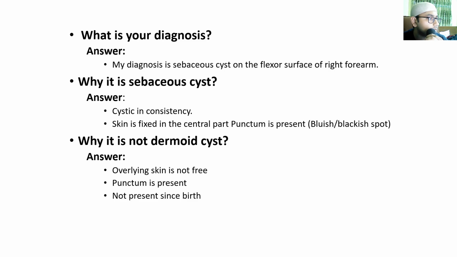And why is it not a dermoid cyst? The overlying skin is not free, and the punctum is present, not present at birth, right? Okay, so you can see the punctum is the fundamental point in case of sebaceous cyst, and it is unique, and that is not present in case of dermoid or lipoma.